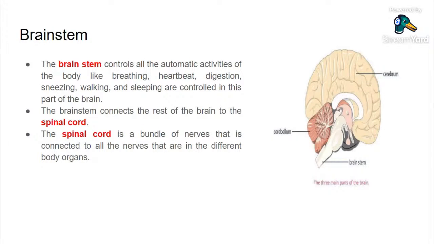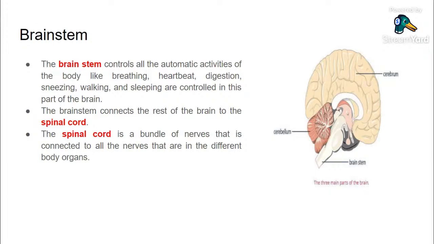The next tayo, no, brainstem, no. The brainstem controls all the automatic activities of the body like breathing, heartbeat, digestion, sneezing, walking, and sleeping are controlled in this part of the brain. So ito yung brainstem natin, no, yung stem dyan, no. So yung work naman niya, yung controls all the automatic activities, no, sa kanang mga pag-breathe na to, heartbeat na to. So mao nang gina-control sa to ang brainstem.